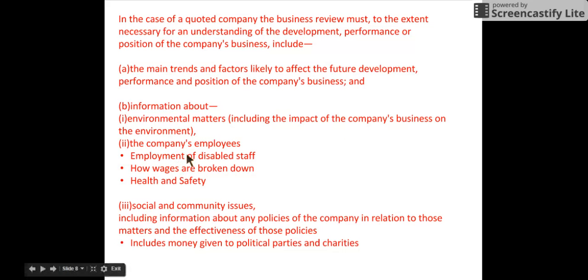So for example, how do they treat disabled staff? How are they making it easier for disabled staff to apply? How are they making it easier for disabled staff to actually work in the business? Breakdown of wages in the company, and there should also be something on the health and safety of the company.